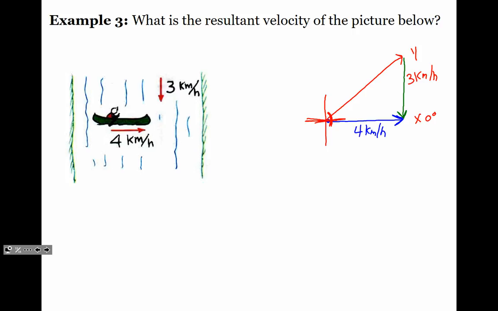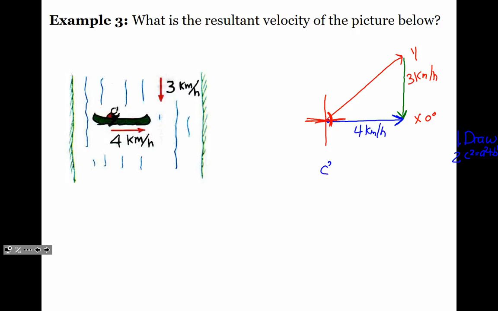So let's give ourselves some steps. The first thing that we need to do, I'm going to write it over here in the black, is we need to draw a picture. Okay? Draw a picture. The second thing that we have to do is the Pythagorean theorem because we want to find our resultant. So that's going to be our hypotenuse. So let's take care of that.